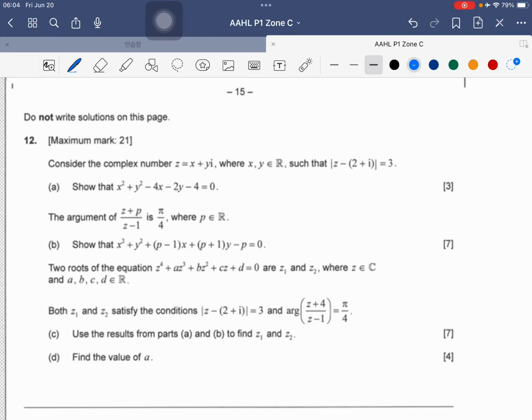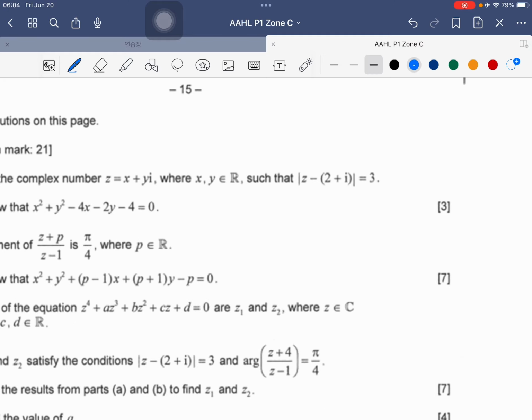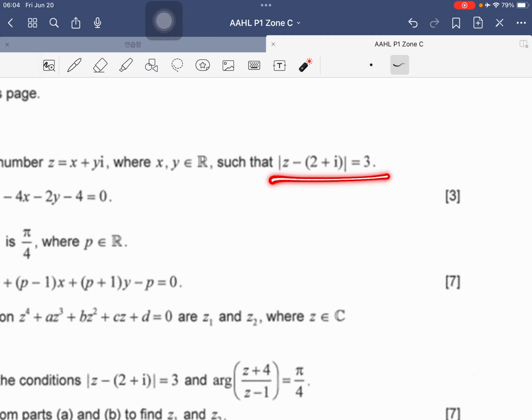Okay, question number 12, maximum mark 21 points. Consider the complex number z equal to x plus yi, where x, y are real numbers, and such that the distance from z to 2 plus i is exactly equal to 3. Just by looking at this expression, this means that the curve of complex number z is all the points which are distance exactly 3 from 2 plus i.